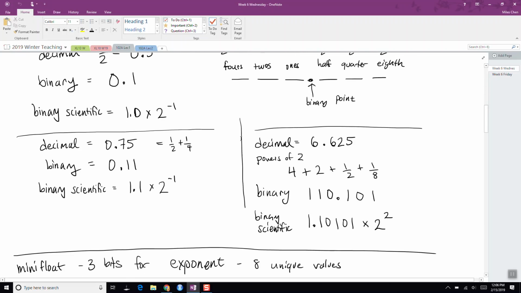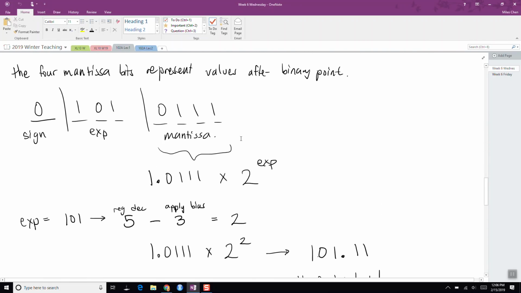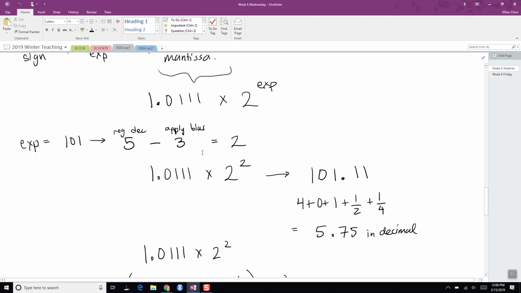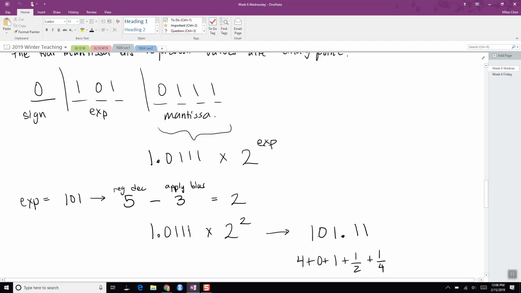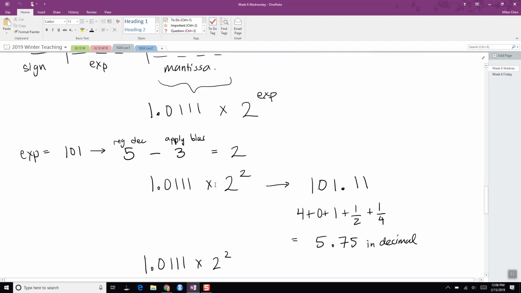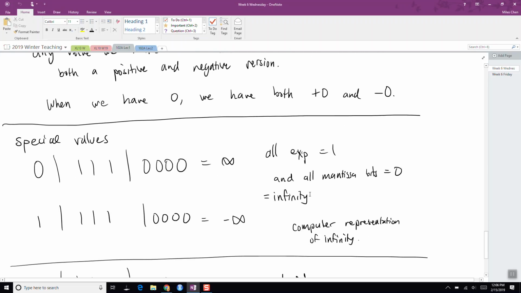Okay, and so we talked about the exponent and how it's biased. What you see in this exponent, which is 101, when we convert from binary to decimal, will be equivalent to 5. We apply the bias of -3, and this will be equivalent to 2. We take the mantissa of 0111, and so this number in bits becomes 1.0111 times 2 to the 2, which turns into 5.75 in decimal.